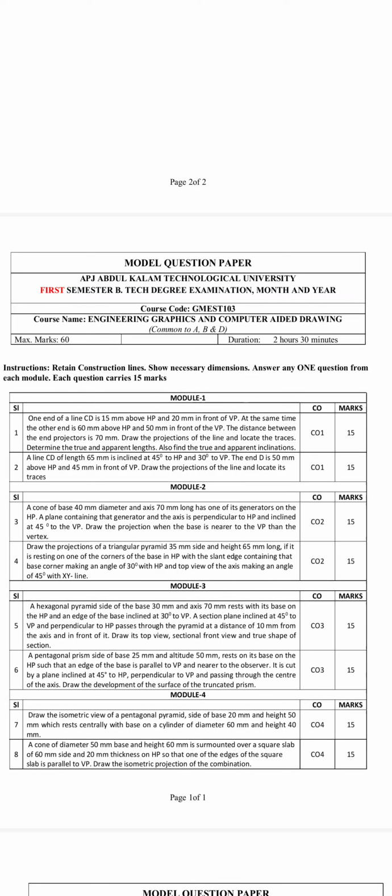Then second option, CO1, that means module 1, in the second question. You can opt for 1 or 2. A line CD of length 65 mm is inclined at 45 degree to HP and 30 degree to VP. The end D is 50 mm above HP and 45 mm in front of VP. Draw the projections of the line and locate its traces.